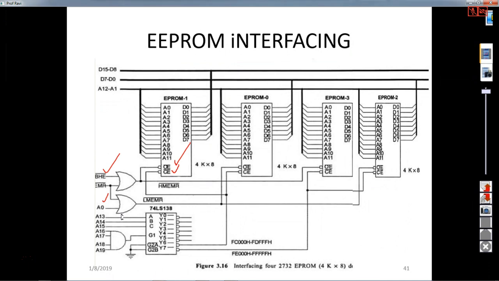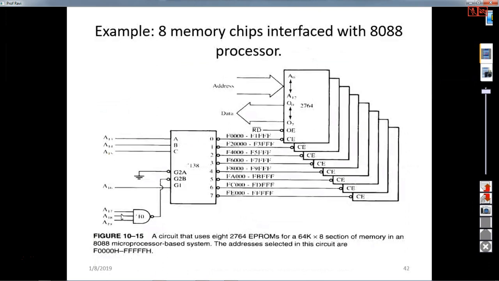Memory write, anyhow we are not going to generate it because this is EEPROM. We can only read from it, we cannot write into EEPROM. So that is the difference. Now this is EEPROM interfacing.